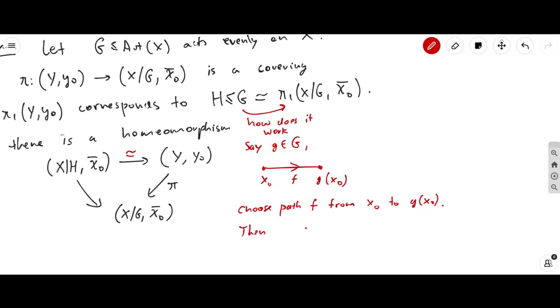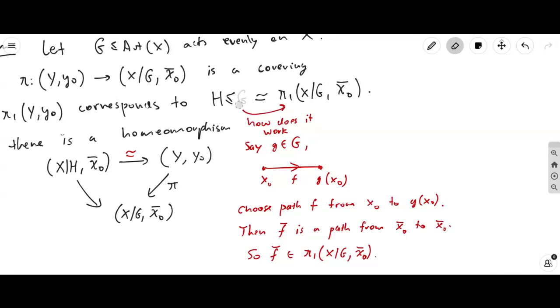Then, if you project down to the quotient, F bar is a path from X0 to itself, because the translated point is in the same class mod G. So this is a loop. When you project it, you get a loop in the quotient, so you're getting something in the fundamental group. So this is the way the isomorphism works.